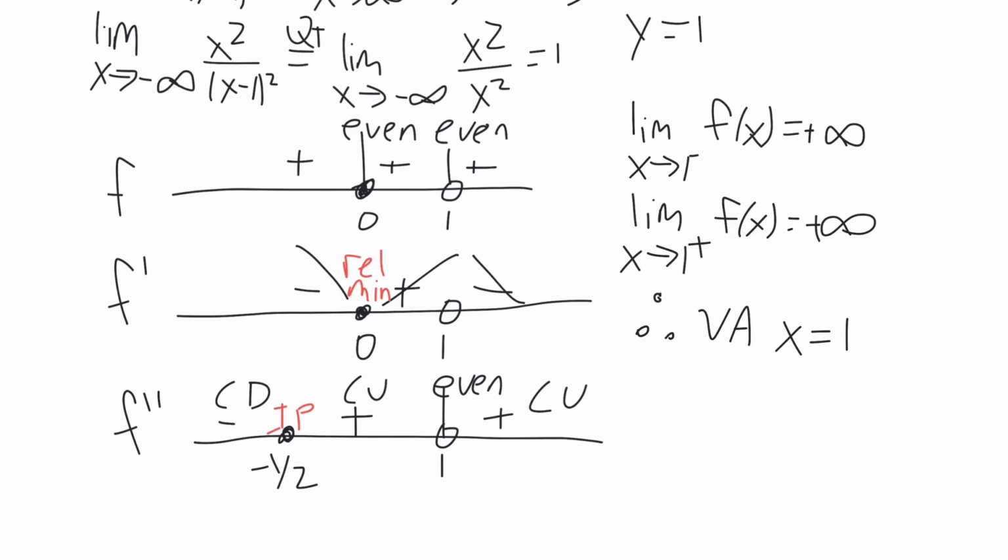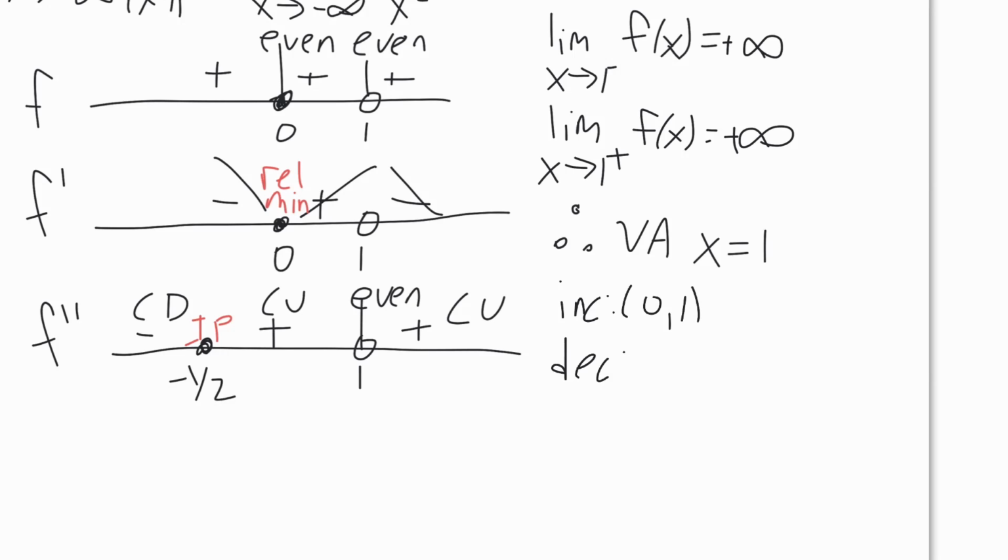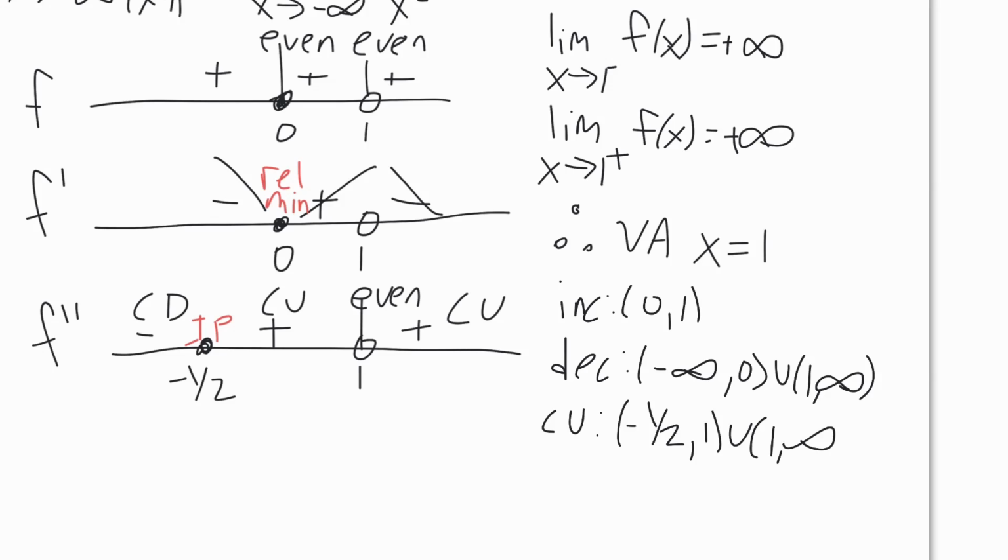We can also write all of our intervals of increasing and decreasing. The sign diagrams give us that quite nicely. So if we notice, we have increasing on 0 to 1, and it's decreasing on minus infinity to 0, union 1 to infinity. For concave up, we have it on minus 1/2 to 1, union 1 to infinity. And concave down, we have it on minus infinity to minus 1/2.